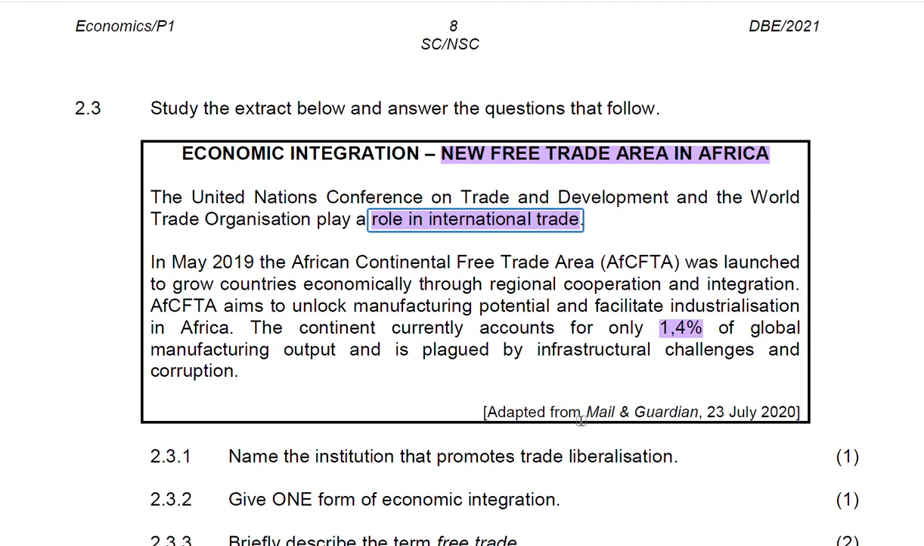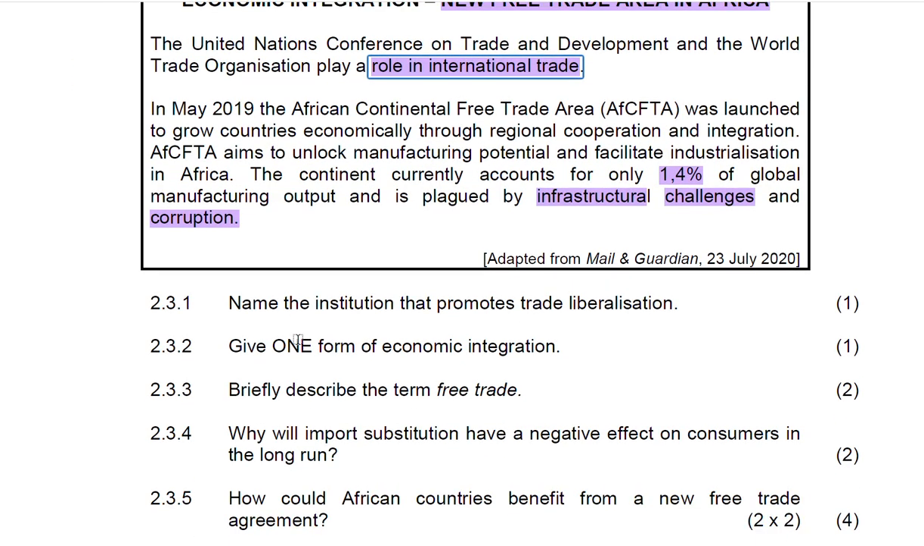So the reason we are only contributing 1.4% is mainly the challenges on infrastructure when you're looking at African countries, as well as corruption also playing a role. We've seen a number of corruption cases happening since post 1994. So that is also having an influence on our share of the global manufacturing output. Now, 2.3.1, name the institution that promotes trade liberalisation.